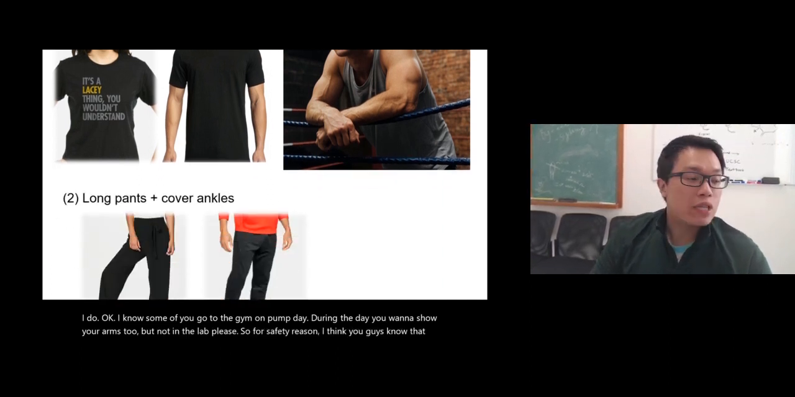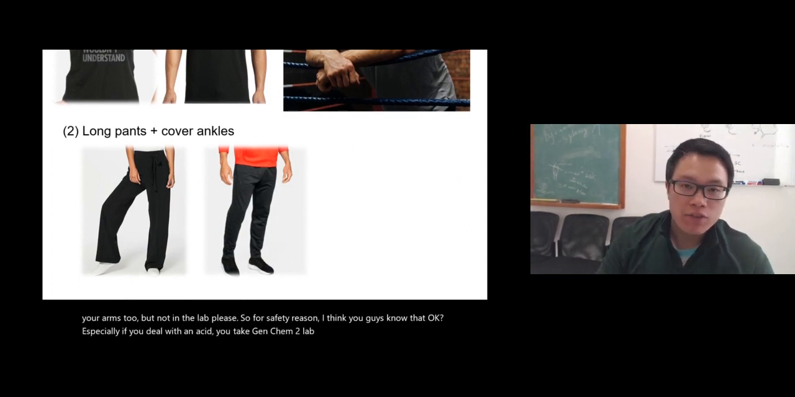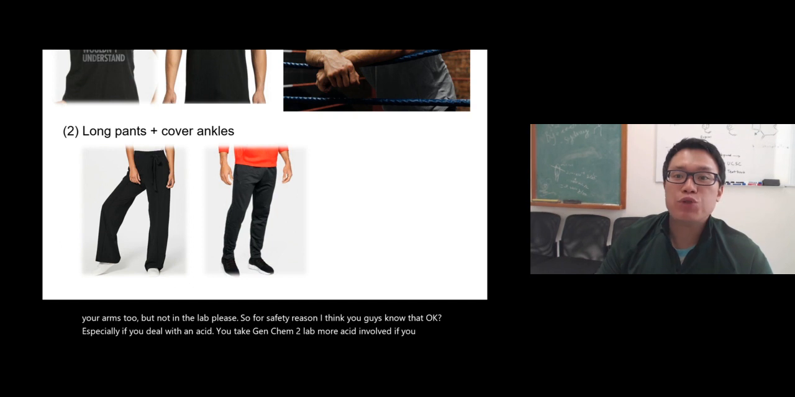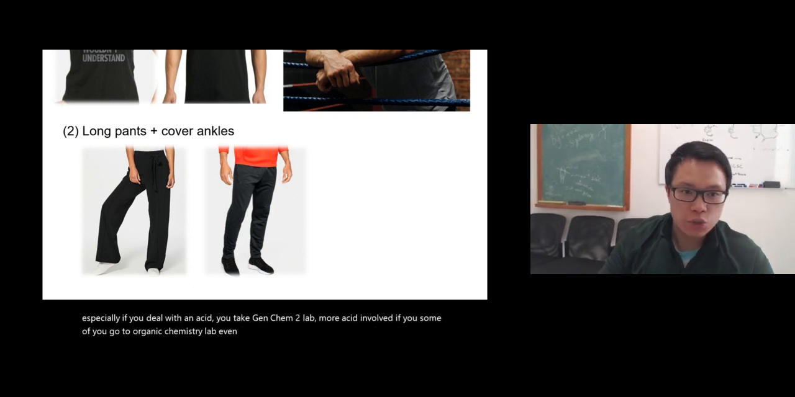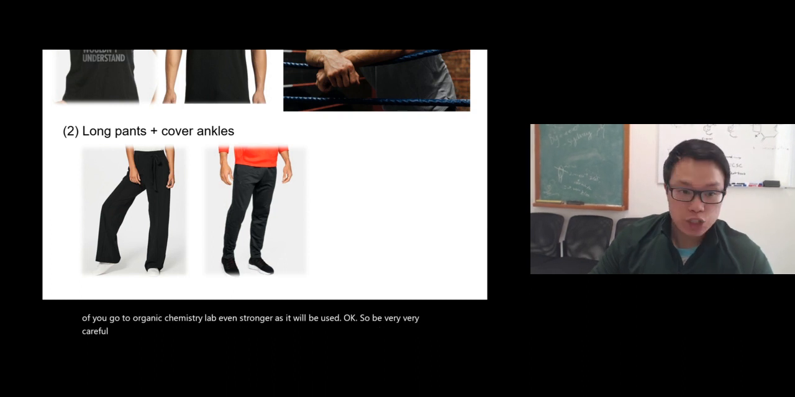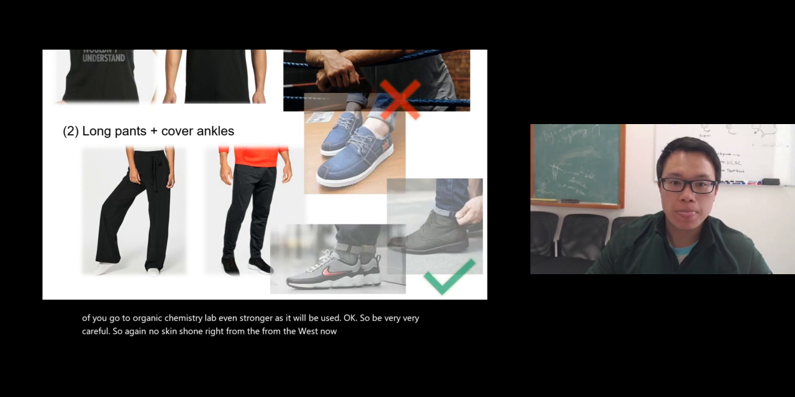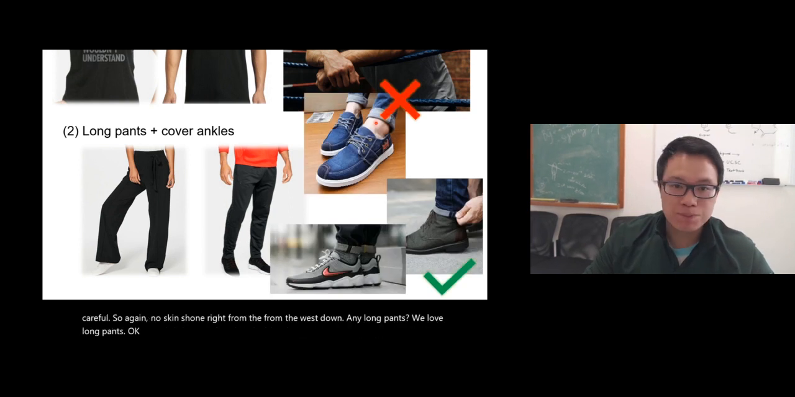Especially if you deal with acid, you take Gen Chem 2 lab, more acid involved. If some of you go to organic chemistry lab, even stronger acid will be used. So be very, very careful. Again, no skin shown from the waist down. Any long pants, we love long pants. Again, no skin shown.